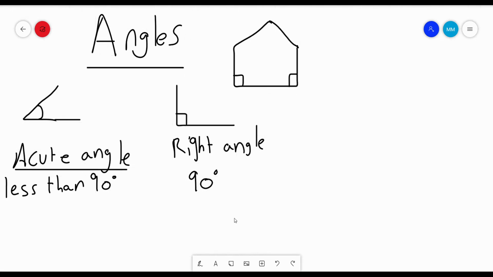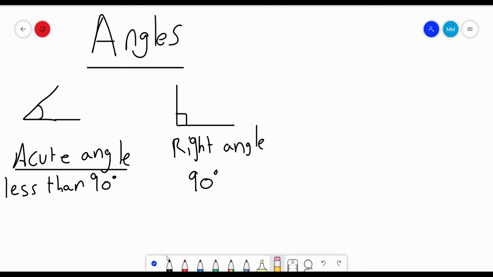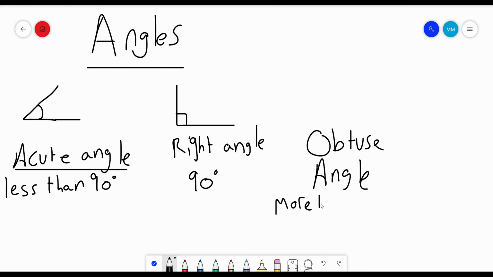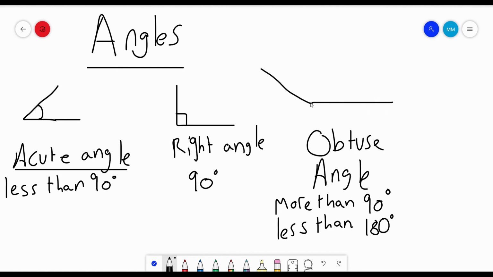So what else do we have? We have obtuse. That is anything more than 90 degrees, less than 180 degrees. So you could have an angle that looks something like this. That's a typical obtuse angle.